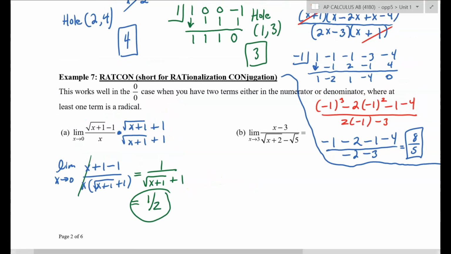Okay, what about the next one? I plug in 3. What's the numerator? 0. I plug in 3 and I get radical 5 minus radical 5. 0, right? So can we do something to make it look a little nicer? We're going to try multiplying by the conjugate again. So this one, I got the radical on the bottom, right? But that's okay. We can still do the exact same thing.